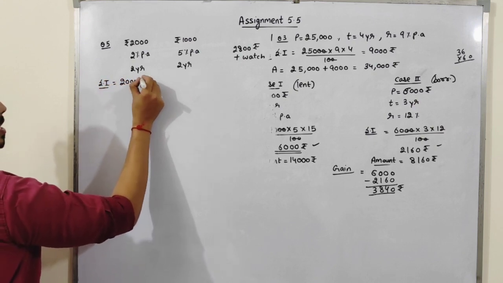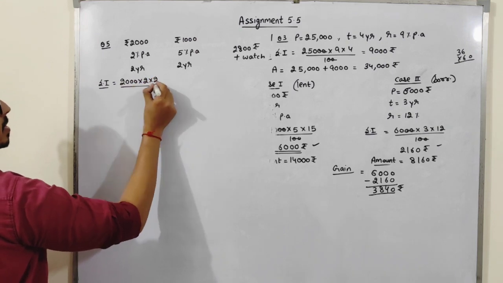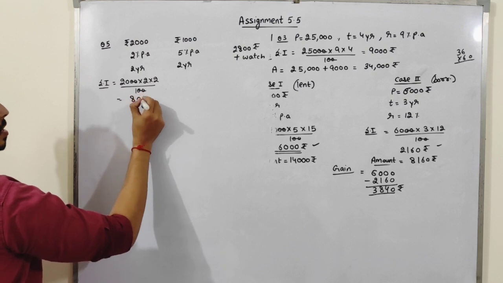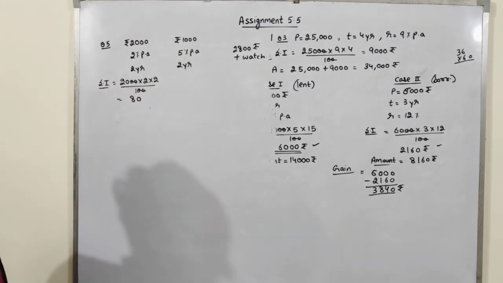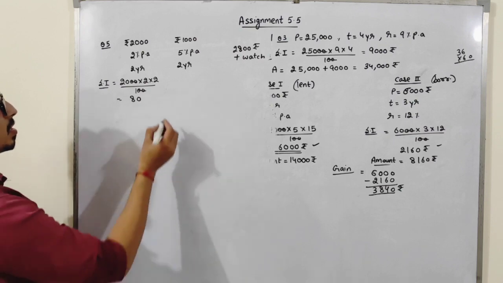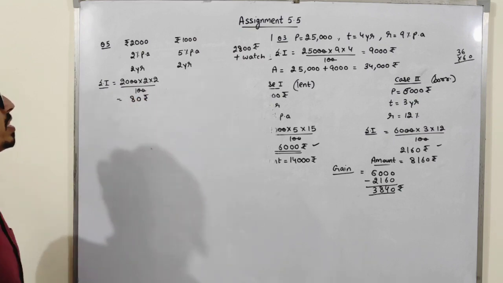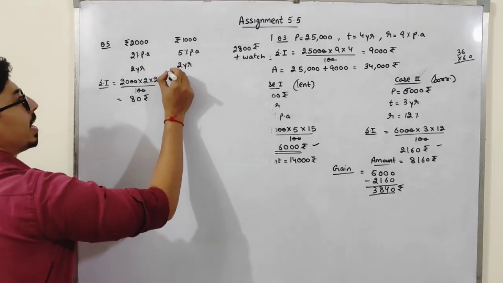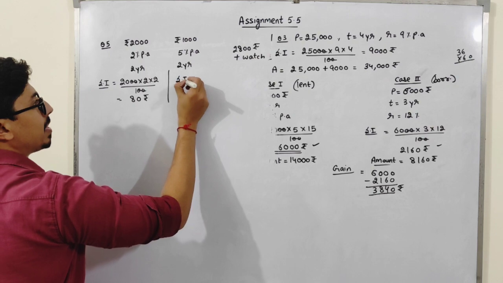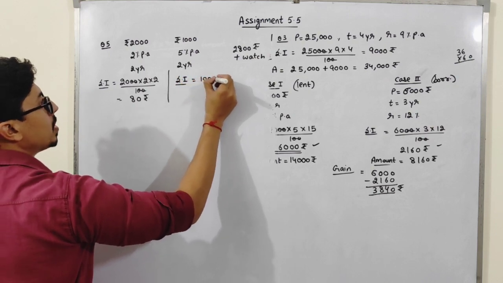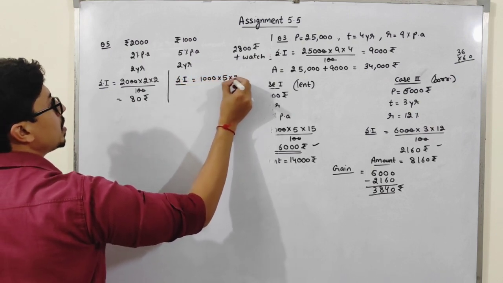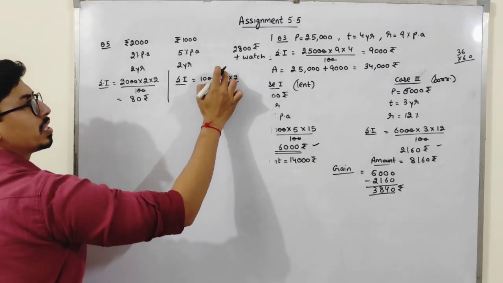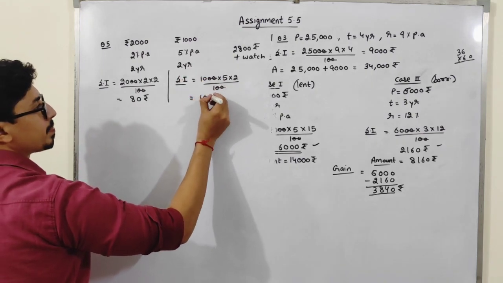2,000 into 2 into 2 divided by 100. So if I just cancel them out, 2 4s are 8. Okay, this will be how much? 80 rupees. This will be only 80 rupees, students. So he has to give only 80 rupees as interest after 2 years. And in this case, students, if I find the simple interest, it will be 1,000 into 5 into 2 divided by 100. So 2 zeros cancel out, 5 2s are 10, 10 into 10 is 100 rupees.